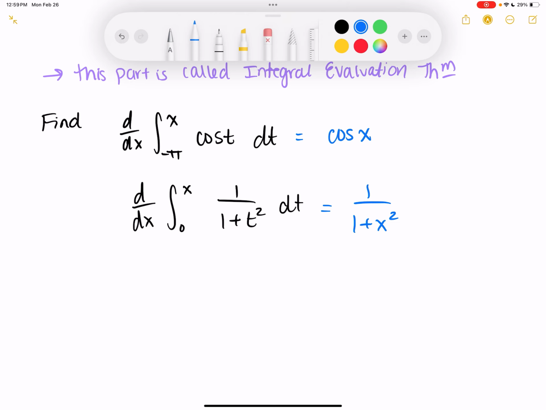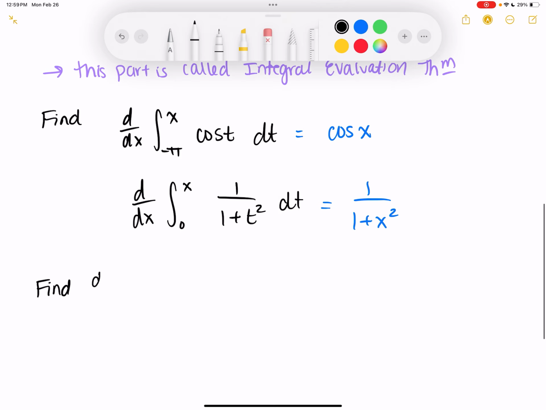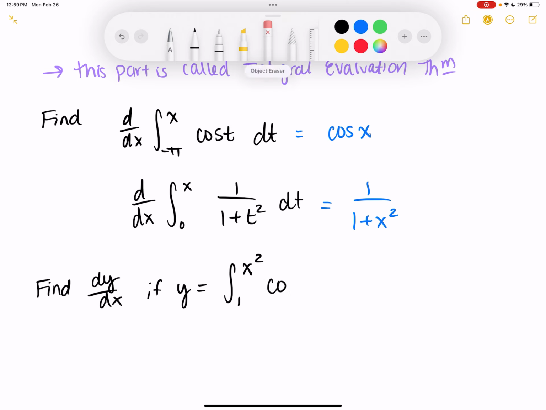I'm going to do a chain rule one really fast so that we have one to reference. Find dy dx if y is equal to the integral from 1 to x squared of the cosine of t dt. What do you notice to be different about the integral of this one compared to the first one we did? X squared. It's the square now. Yep, it's x squared instead, so that means we're going to need a chain rule.